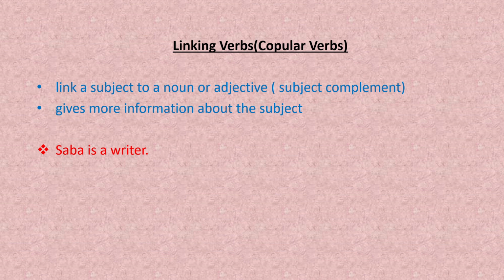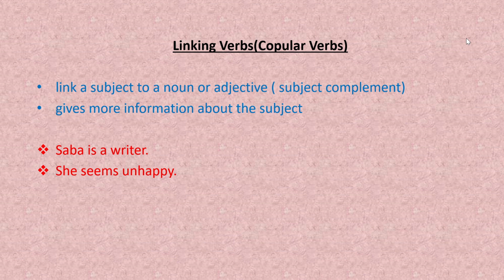For example, Saba is a writer. In this sentence, Saba is the subject and a writer is the subject complement, because a writer is giving you more information about Saba, who Saba is. Saba is a writer. Similarly, she seems unhappy. In this sentence, unhappy is a subject complement, and it is an adjective. It is giving you more information about her, how she seems. So in these two sentences, is in the first sentence and seems in the second sentence are linking verbs, because the subject complement after them gives you more information about the subject.